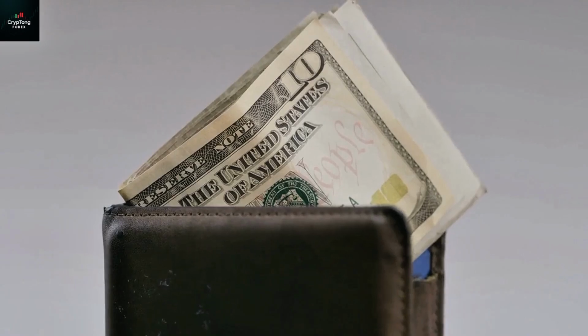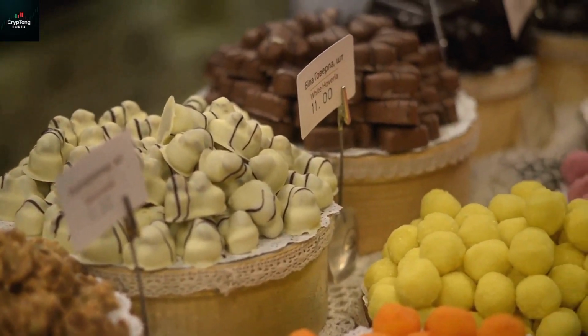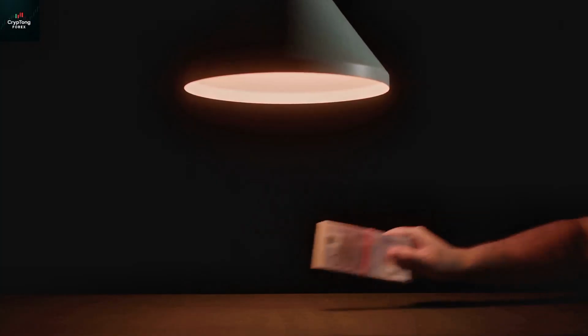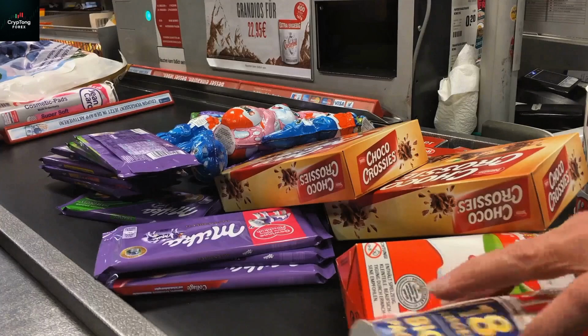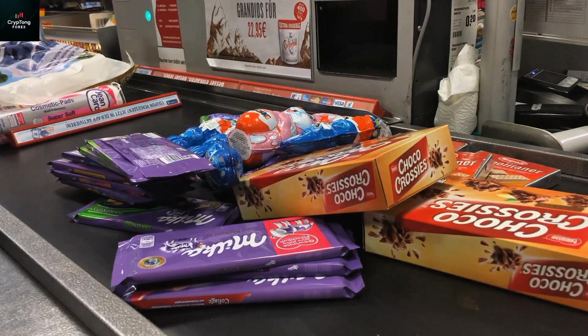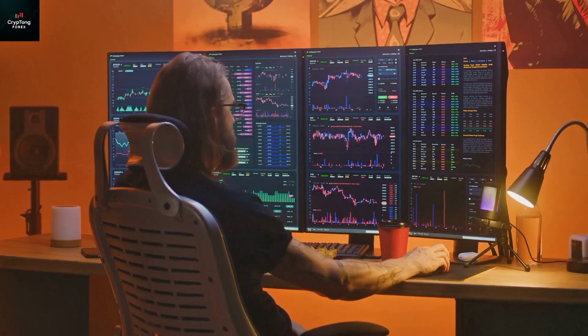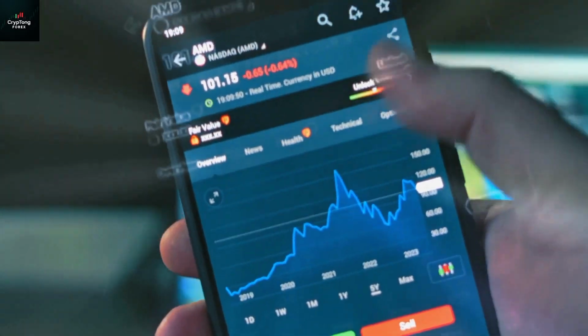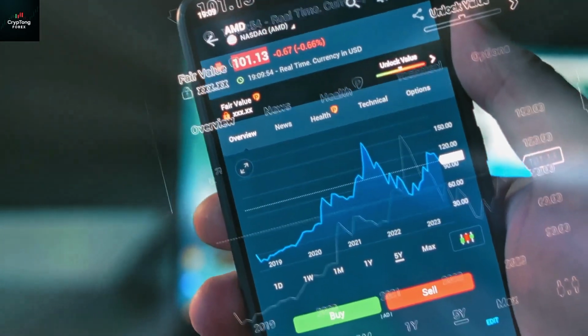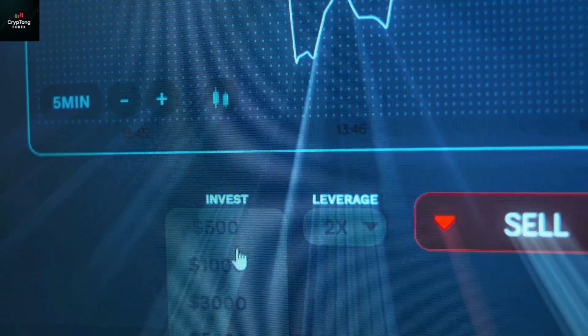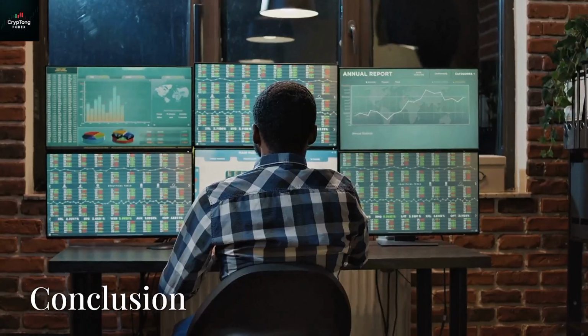Imagine you only have $10, but you want to buy chocolates worth $100. Your broker lets you borrow the extra $90, so you can buy more chocolates than you could with just your money. That's margin trading. It increases your buying power. The good news? You can earn more from small price changes. But be careful, because losses can also add up fast if the market goes against you.